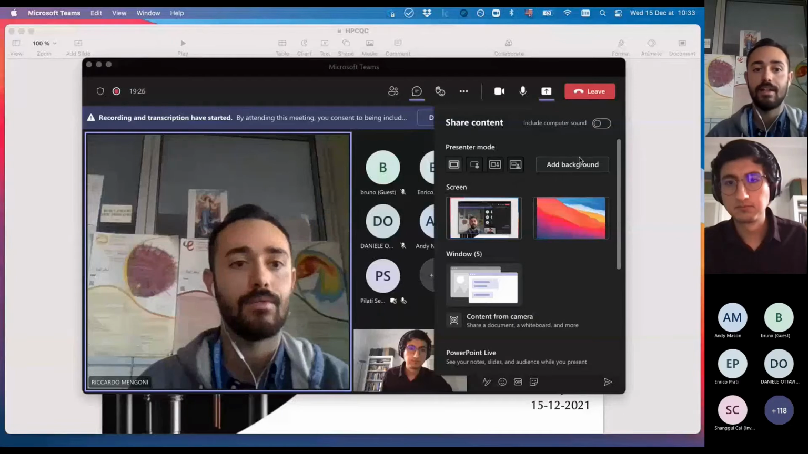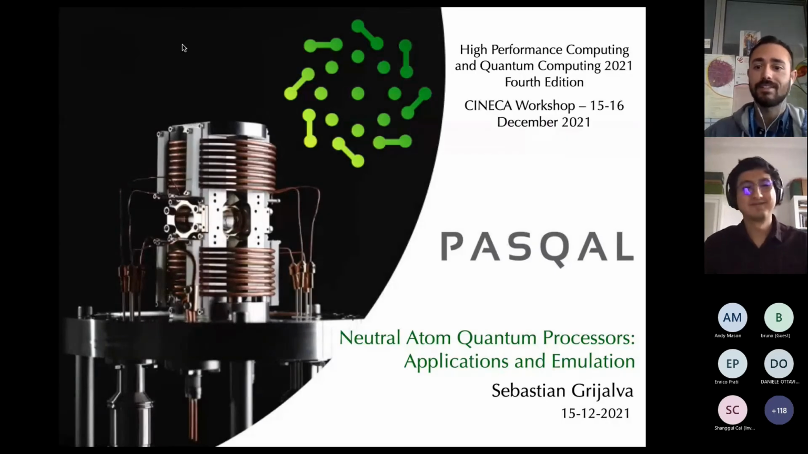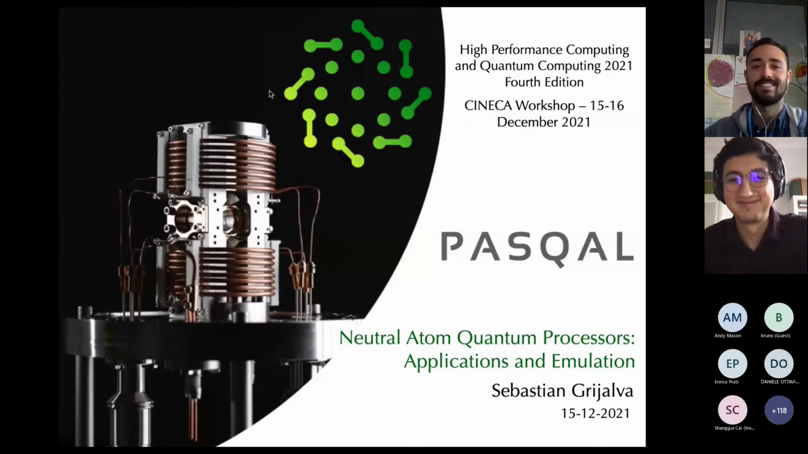Great. So, hello. Just a brief introduction. Sebastian Grijalva is from Pasqal. He's a quantum software engineer at Pasqal. And today he's going to talk about their quantum device, the quantum processor. This is a neutral atom quantum processor. He's going to explain to us how to program their device and something about applications and the emulation of this device. This is an important thing to keep in mind. So please, Sebastian, go ahead.